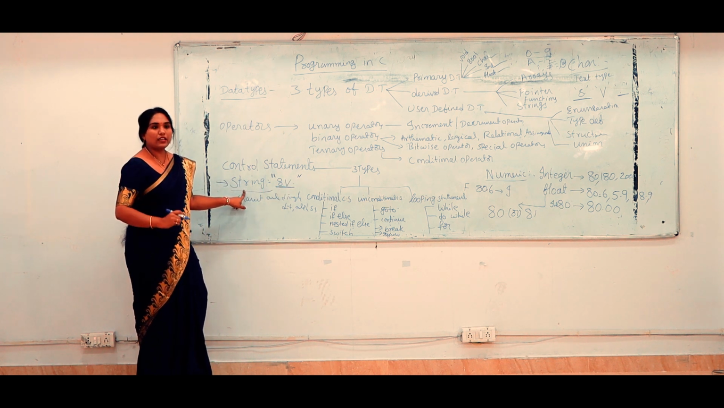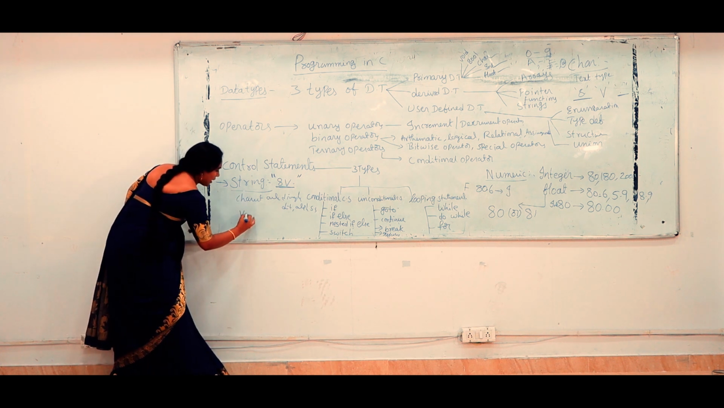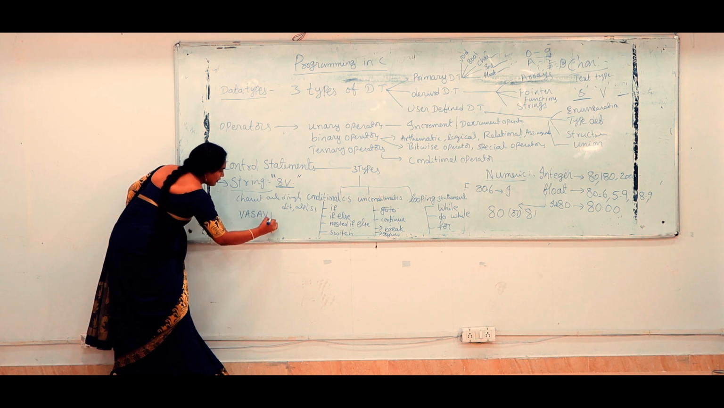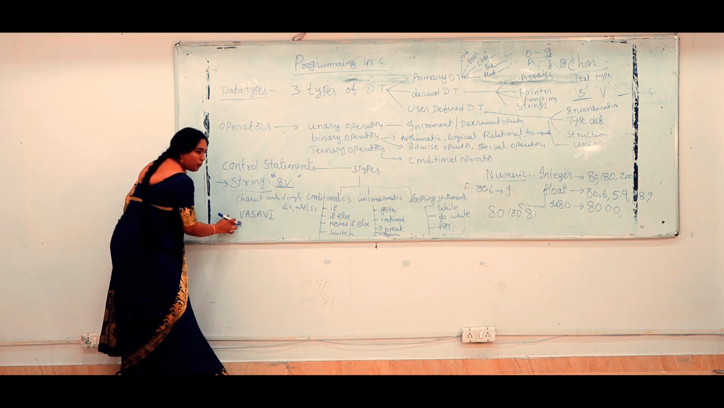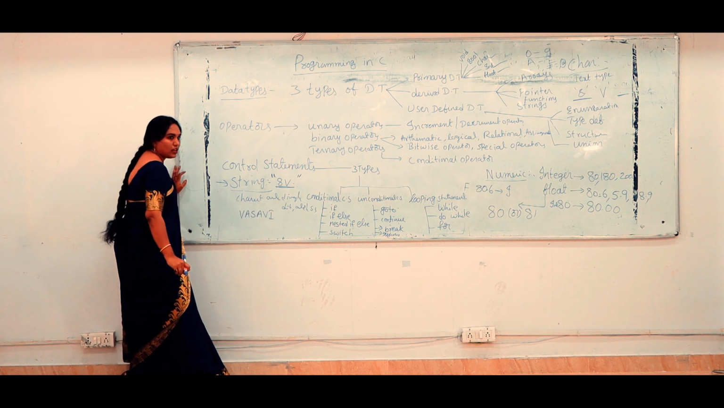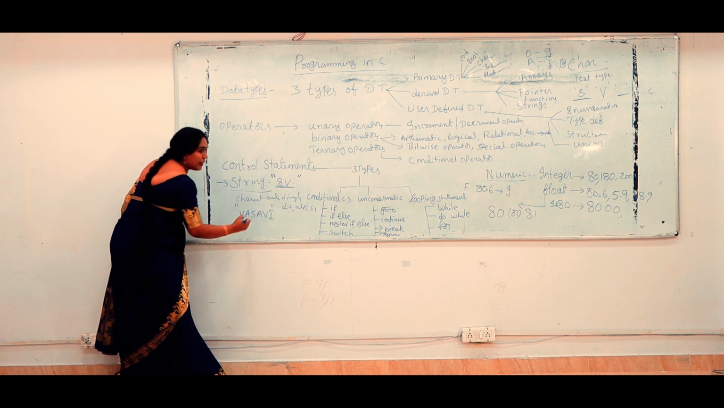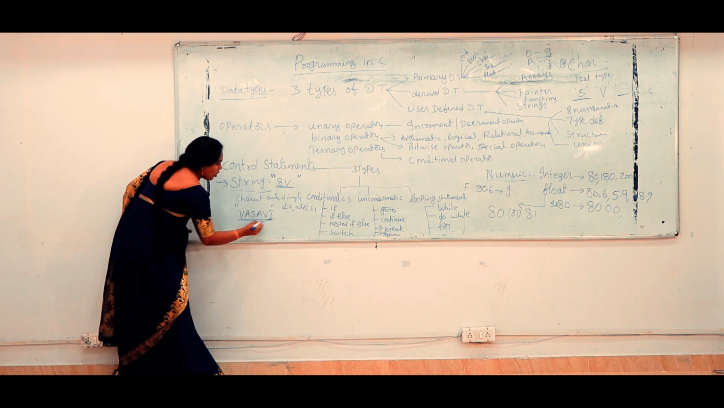Suppose you want to write your name. How can you write your name? Suppose it's my name, Vasavi. Now it has a group of characters. All characters are from the alphabets. It can be enclosed with double quotations. Now it is called a string.